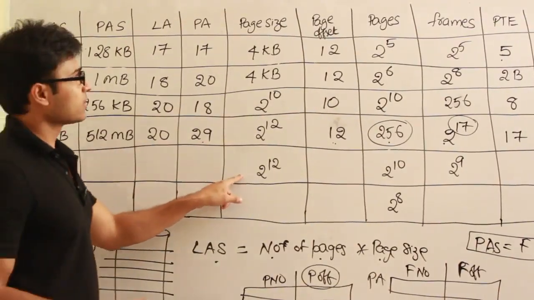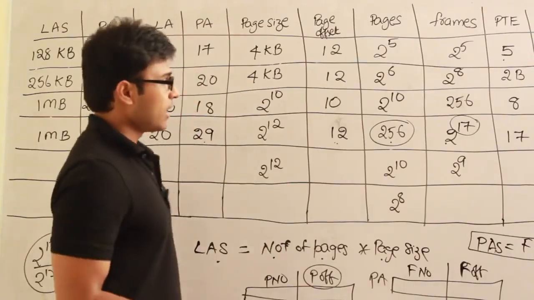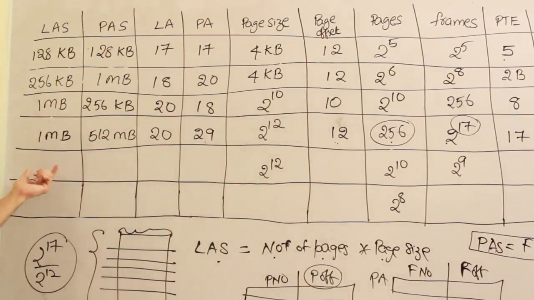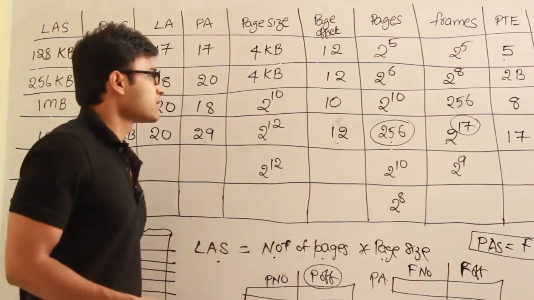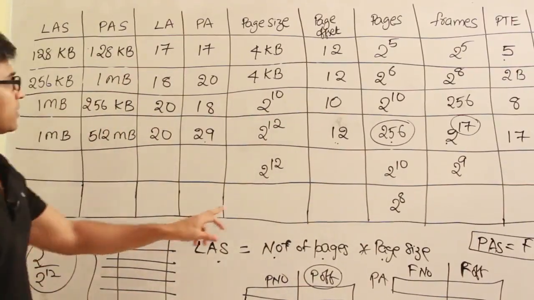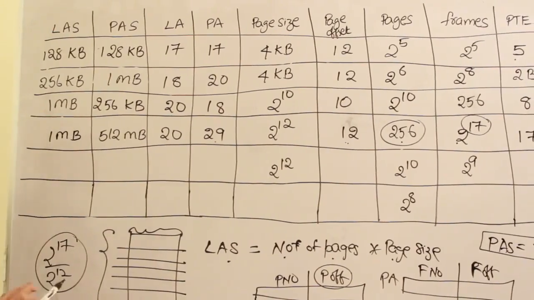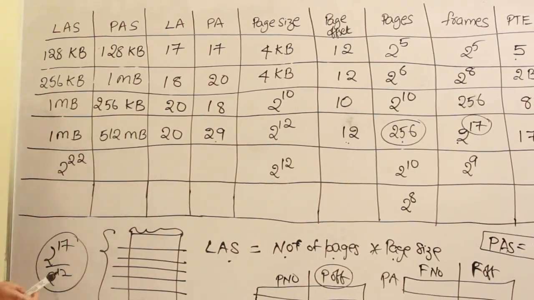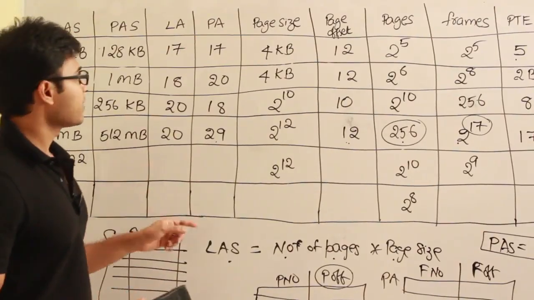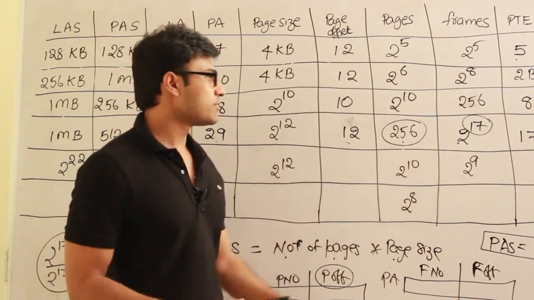Page size is given, number of pages is given, number of frames is given, and nothing else is given. Now how can you guess the logical address? Logical address space is nothing but page size into number of pages, right? So if I multiply these two, I am going to get the logical address space. Therefore what will be the logical address space? 2 power 22, isn't it? Then what will be the physical address space? Physical address space will be again page size into number of frames, right?